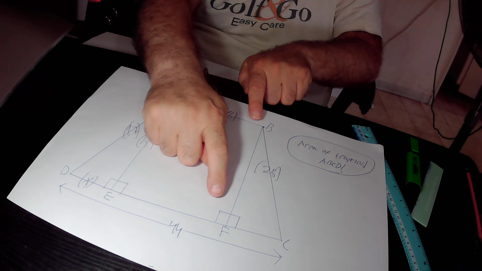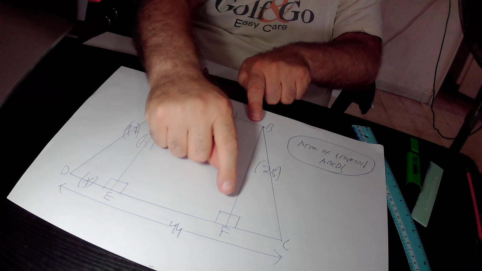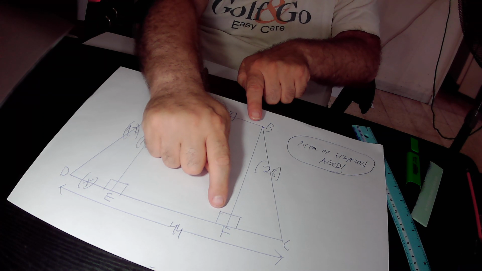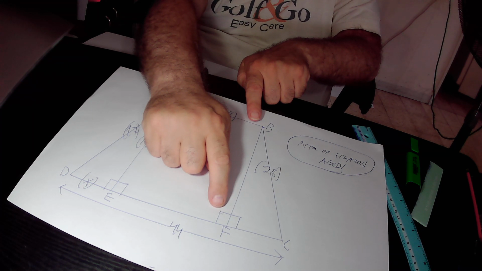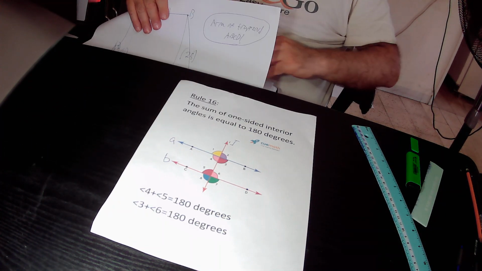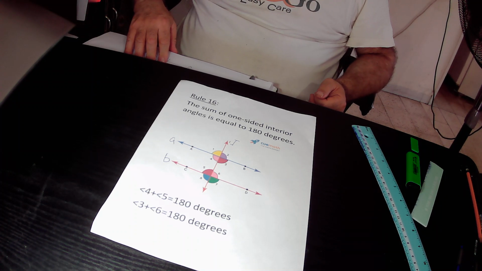And those two angles are also located on the right side of the straight line BF, and therefore they are also defined as one-sided. In total, those two angles are both defined as one-sided interior angles. And according to rule 16, the sum of two one-sided interior angles is equal to 180 degrees. I'll repeat quickly rule 16: the sum of one-sided interior angles is equal to 180 degrees.